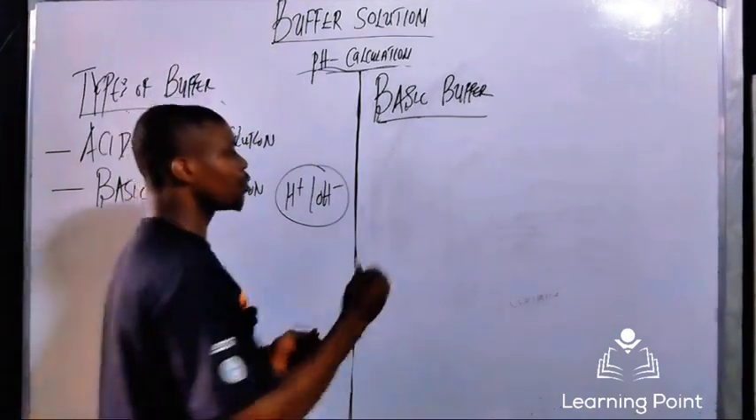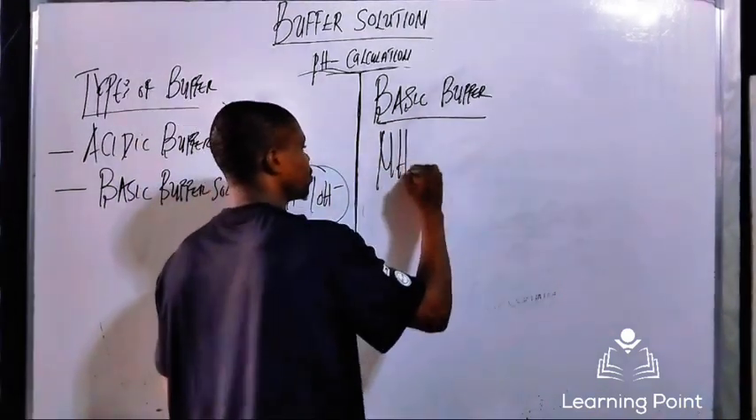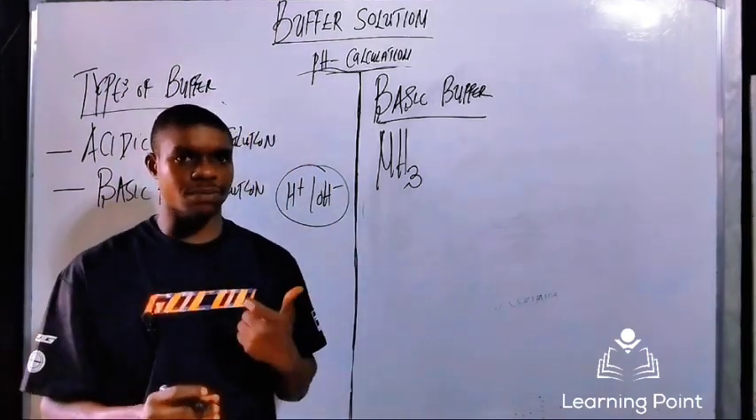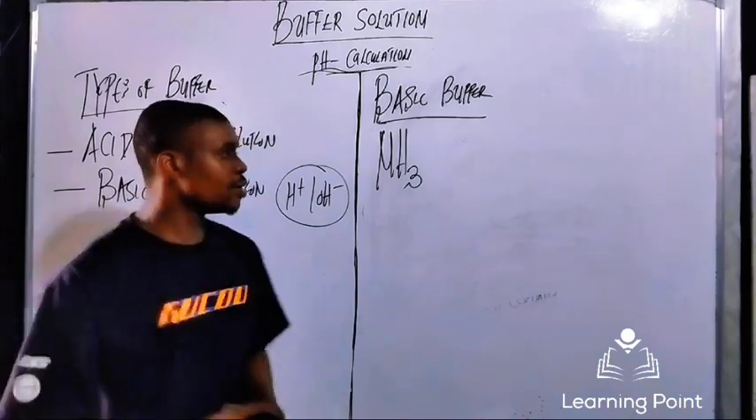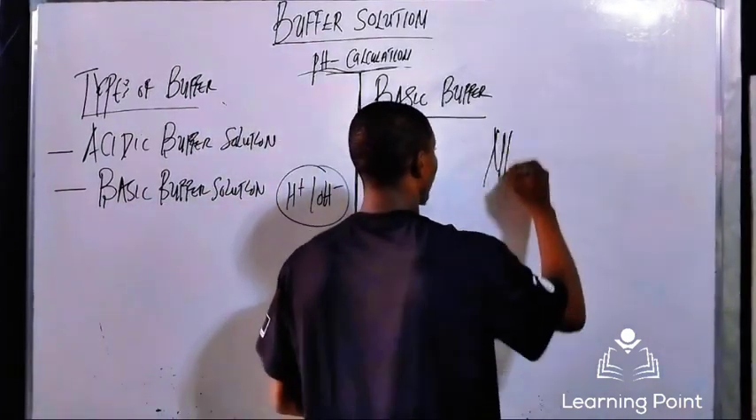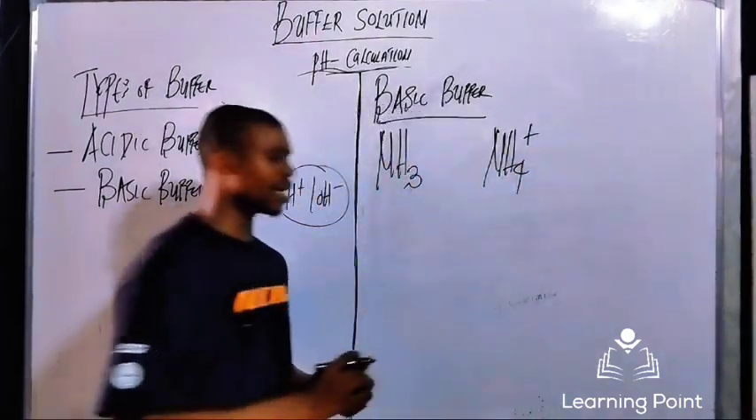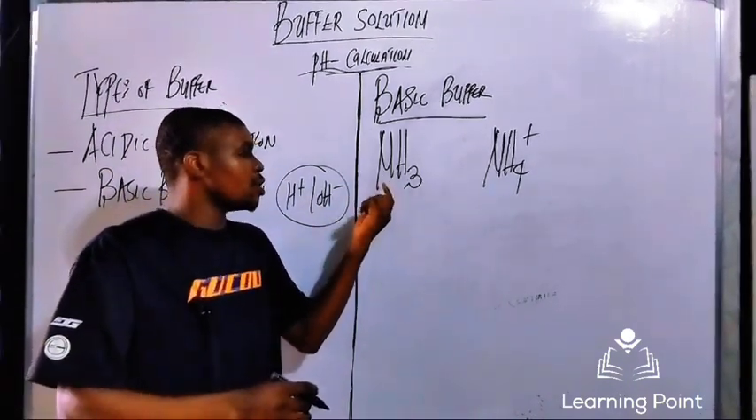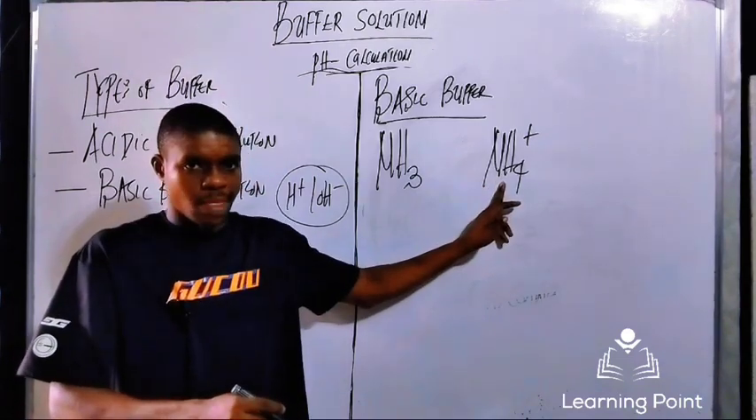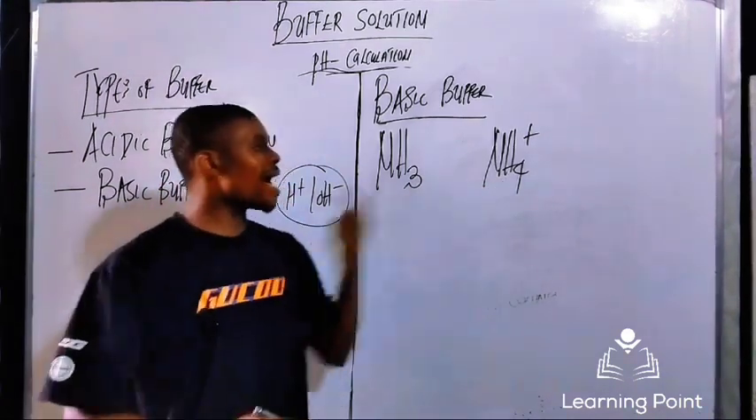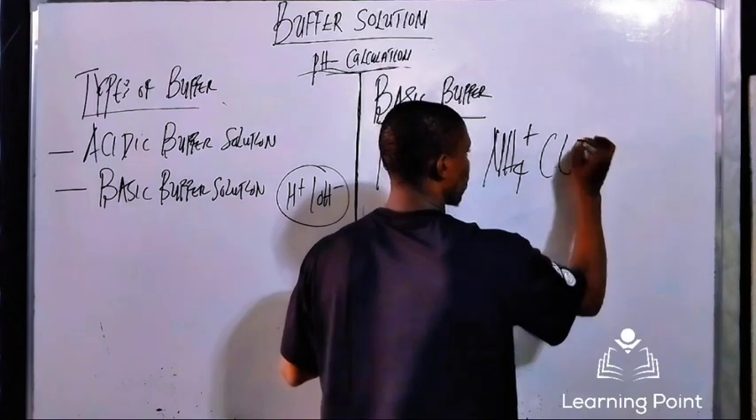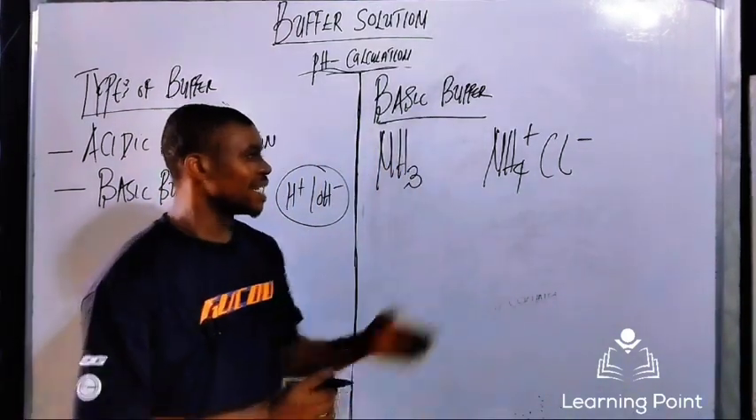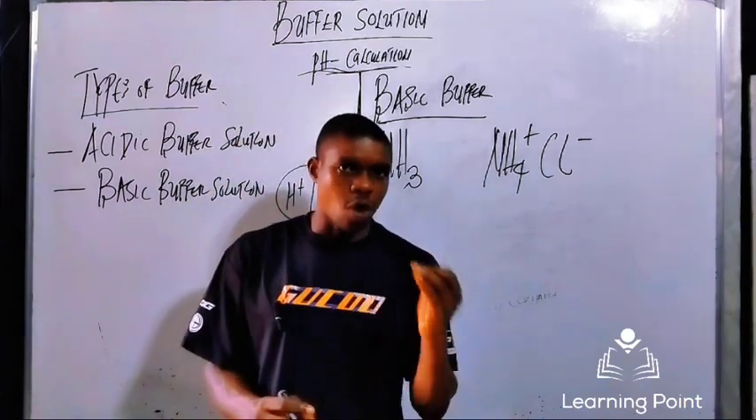A good example is ammonia, NH3. Remember, when ammonia accepts a proton from an acid, it forms the ammonium ion. So this is the base, and the conjugate acid of this base is ammonium. Now, if you add chloride here, we form a conjugate salt. So it can either be a conjugate salt or a conjugate acid.